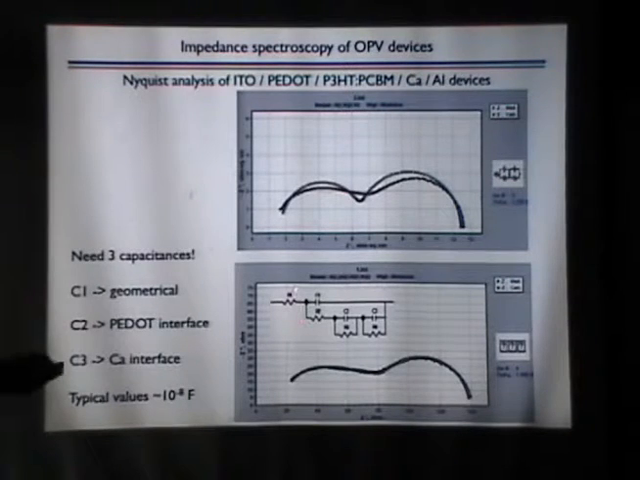So we can now attribute a physical description to those capacitances. One is geometrical. C2, we're going to say, is the PEDOT interface. That's the positive collecting interface here. C3, in this case, is the calcium interface, the negative interface there. Now, how do we come to this assignment of interfaces? Well, we looked at the values for the capacitances and the values for the depletions and various other information. We decided that was the case.